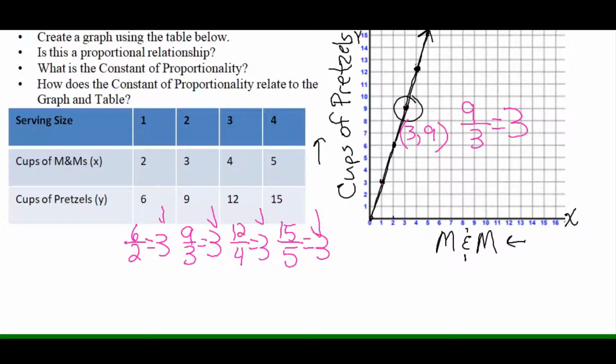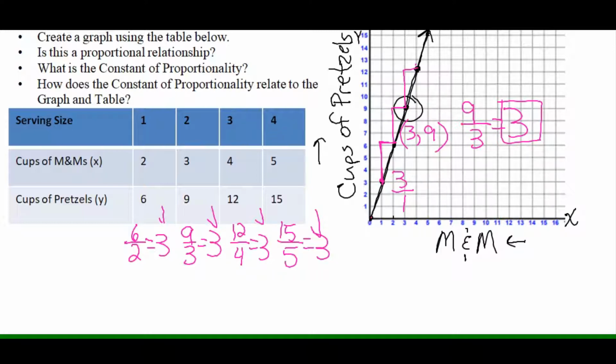How does the constant of proportionality relate to the graph and table? Now, the constant of proportionality 3 relates to the graph because we can see it's going at a constant rate of 3. It's going up 3 and over 1. Up 3, over 1. So we can put our rise over our run, which is 3 over 1. And it simplifies to 3 for all of the points.